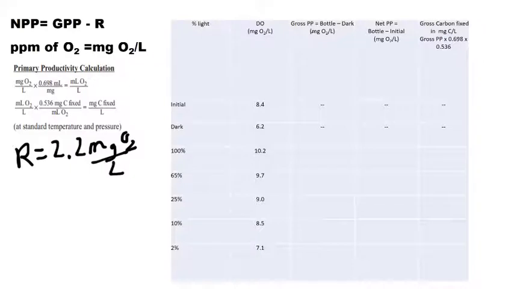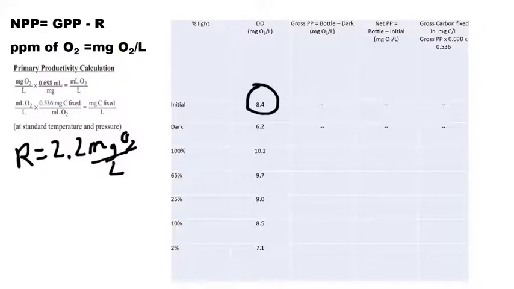All right, another thing that this asks us to do is to calculate the gross primary productivity, the net primary productivity, and the gross amount of carbon fixed. So first of all, let's calculate the net primary productivity. That'll be the easiest one. We have an initial dissolved oxygen concentration of 8.4. We have a dissolved oxygen concentration for each bottle at each different amount of light: 100% of the light, 65% of the light, 25% of the light, 10% of the light, and 2% of the light.